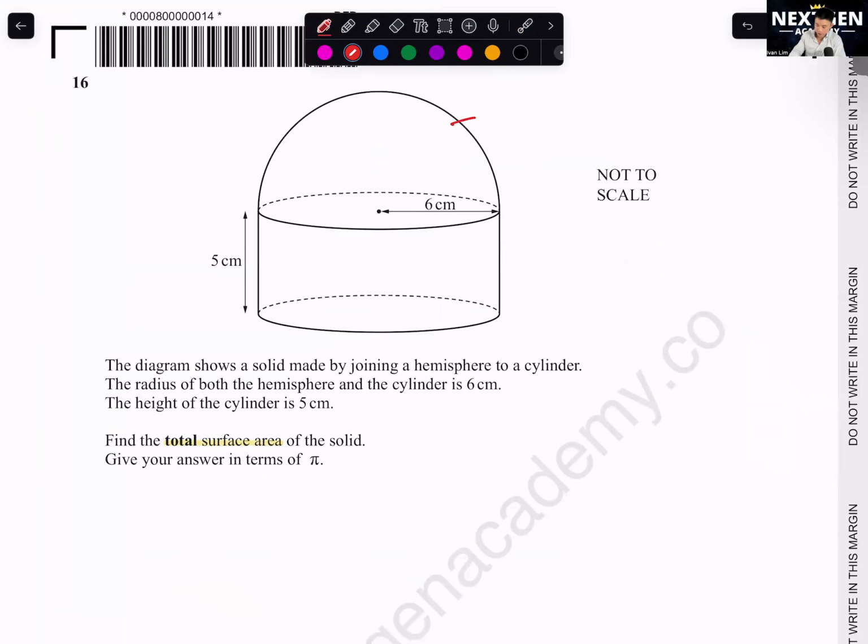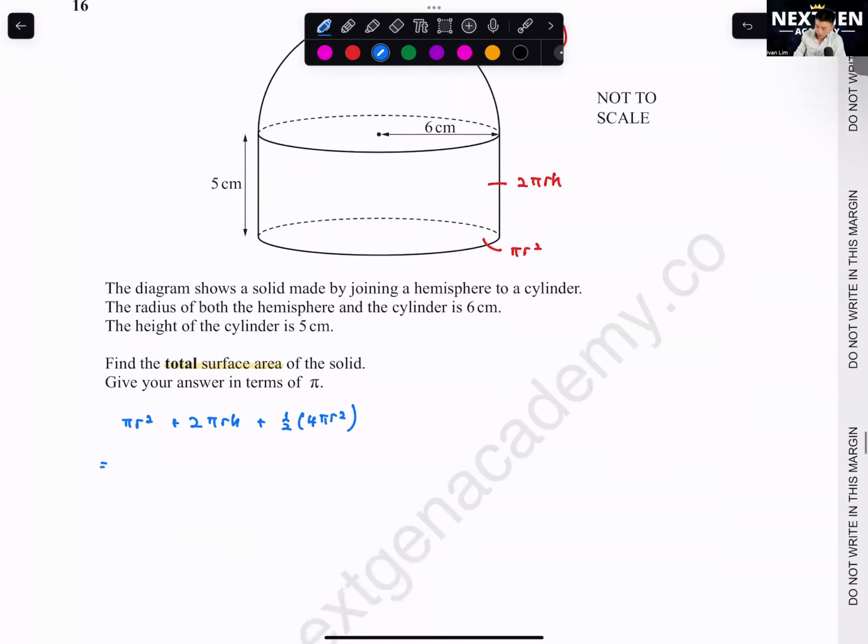So this part here is surface area is half times 4 pi r square. This part here, 2 pi r height. Okay, don't forget the bottom part. We've got pi r square. Okay, so you're going to add up all three like that. I start from the bottom. Okay, pi r square plus 2 pi r height plus half 4 pi r square. Or you can just write 2 pi r square.